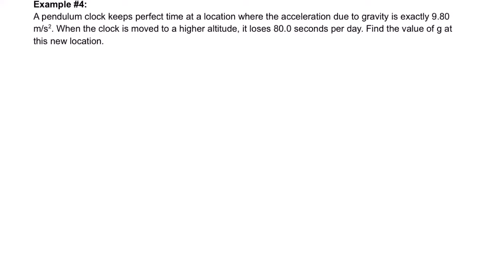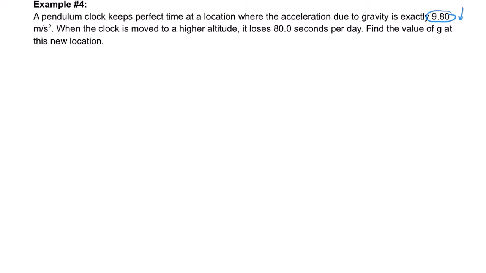Okay, so now we've got our first real problem-solving question here. We've got a pendulum clock which keeps perfect time at a location where the acceleration due to gravity is exactly 9.8 meters per second squared. We're going to move it to a higher altitude. Now recognize that moving it to a higher altitude means it's going to be farther from the center of the Earth, so therefore your acceleration due to gravity should decrease.